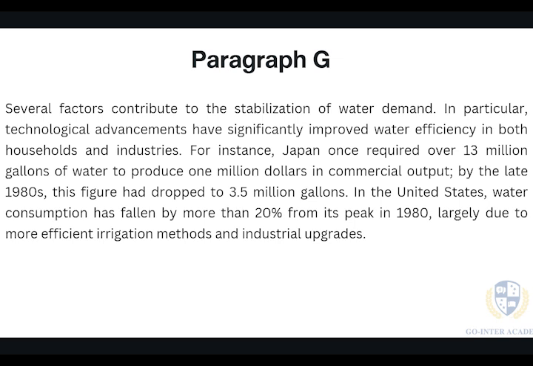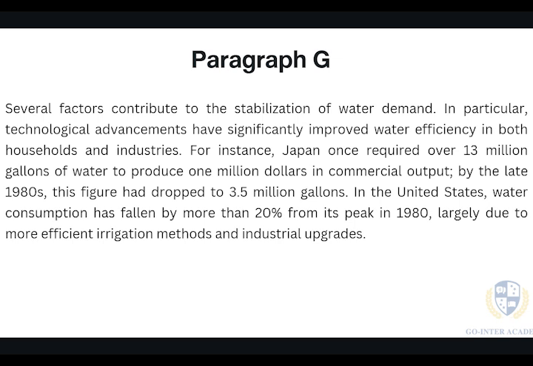The main focus for paragraph G here is on why water demands have stabilized. For example, Japan reducing water use in industry and the US reducing water use because of irrigation and industrial upgrade. So the key idea here is, what caused water use to stop increasing? The answer is efficiency improvement due to technology.